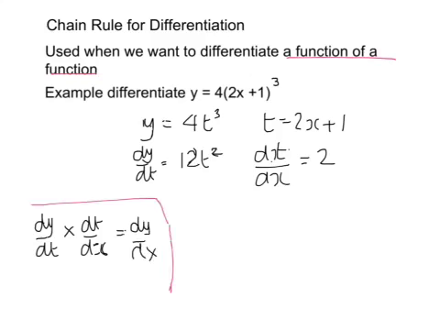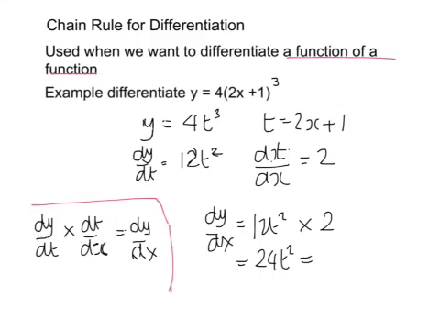The why of it is quite complicated to understand. There is a separate video that you can see whereby you can follow the proof, but it's quite complicated. Anyway, we're going to use that fact. So if we want to find dy by dx over here, we're going to multiply our dy by dt, 12t squared, by our dt by dx, which is 2. So we've got 24t squared. We've got to replace the t, so we've got 24 lots of 2x plus 1 squared. Okay, and that's it.